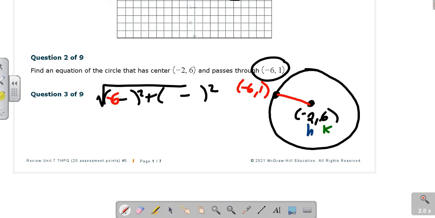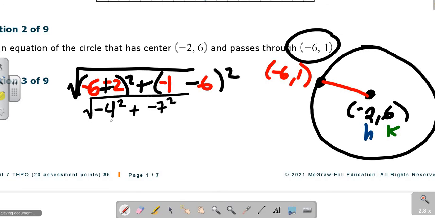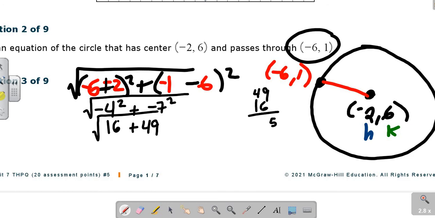So negative 6 minus negative 2, and negative 1 minus 6. Double negative makes a positive. That's going to be negative 4 squared. That's negative 7 squared. This is going to be 16 and 49. So my radius is going to equal root 65.